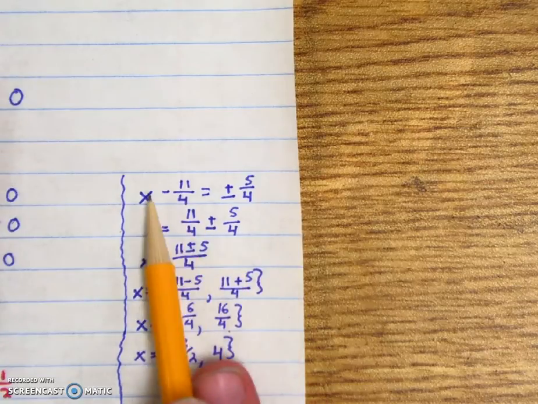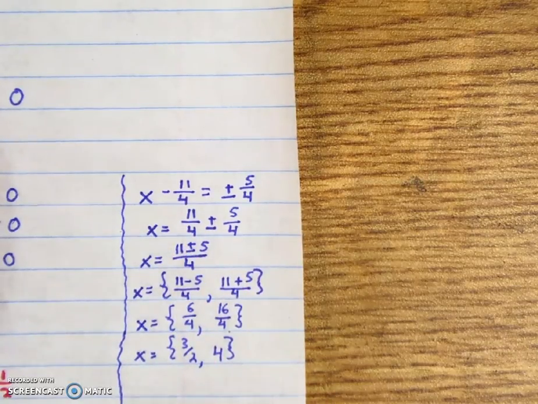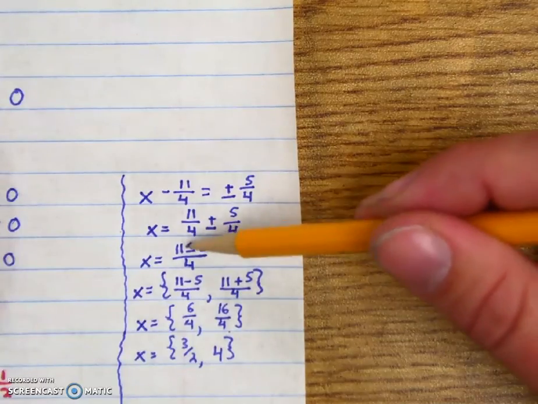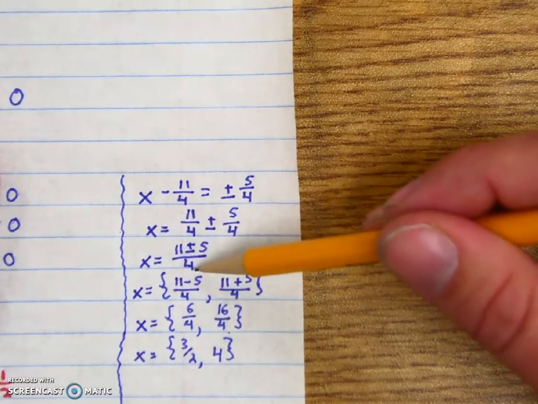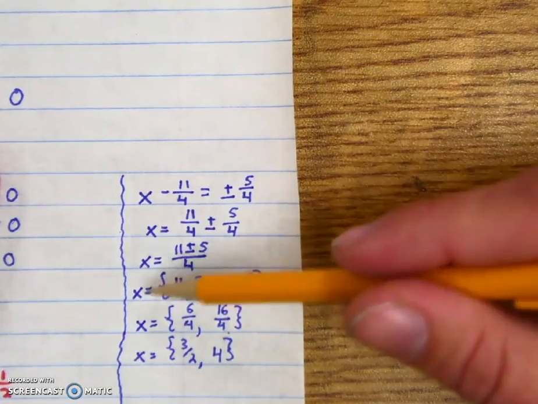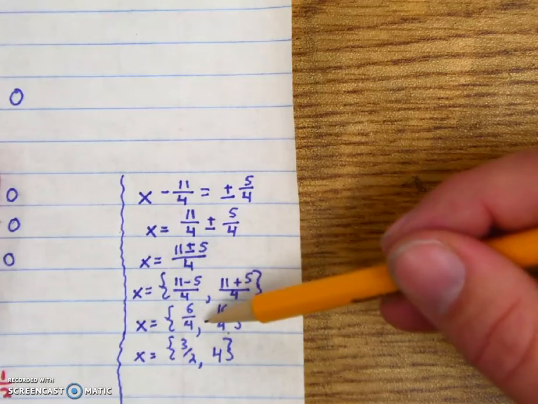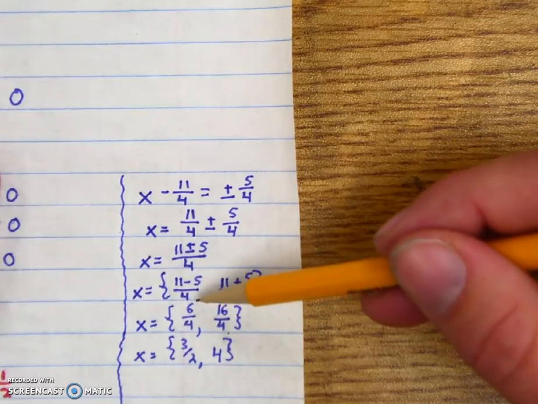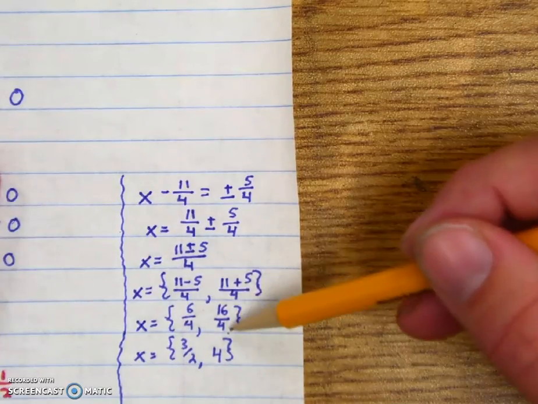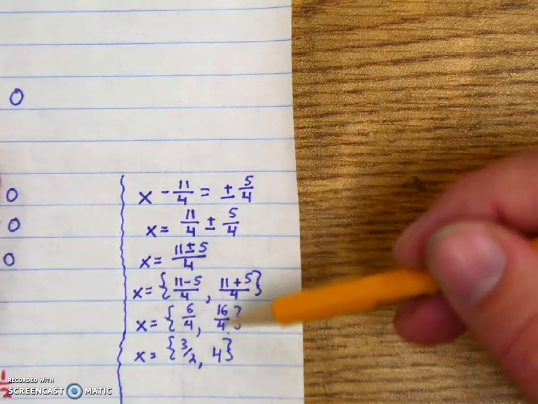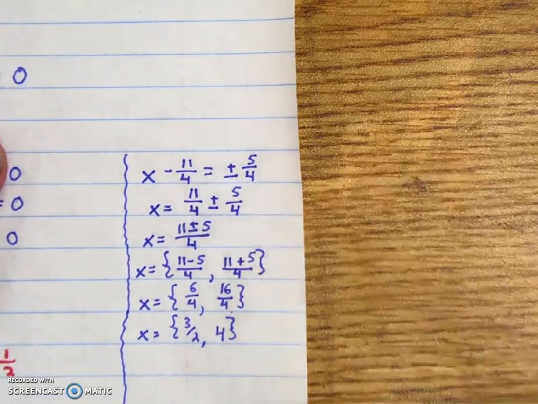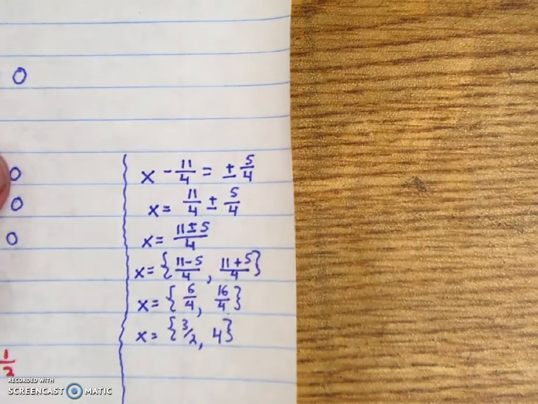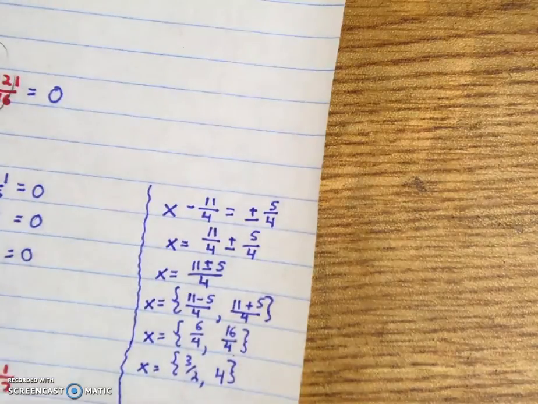Let's get the x by itself. I'm going to add 11 fourths to both sides. Cool. And notice these have a common denominator. So this really becomes 11 plus or minus 5 over 4. Now we get x equals 11 minus 5 over 4, comma, 11 plus 5 over 4. What's 11 minus 5? It is 6. What's 11 plus 5? It is 16. So we get 6 fourths and 16 fourths. Can we simplify that? Yeah, bet we can. We get 3 halves and 4 for the solution. Wow, I feel like I've seen this before somewhere. That's interesting. Hope you had fun.